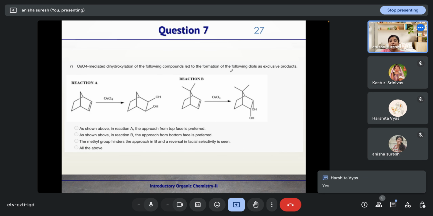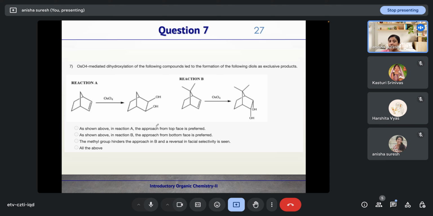Okay. Now coming to question number 7. Osmium tetroxide mediated dihydroxylation of the following compounds leads to formation of the following diols as exclusive products. So in the first reaction, osmium tetroxide treatment will lead to formation of this syn diol, and in the second reaction osmium tetroxide treatment will lead to formation of this syn diol. Okay. So here the options given are as shown above.